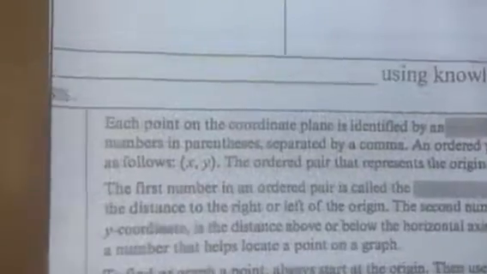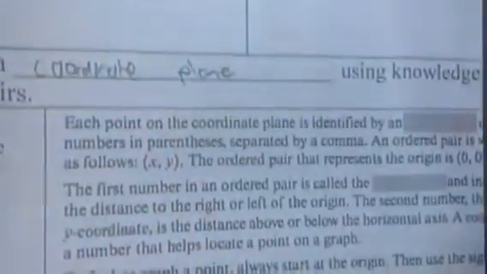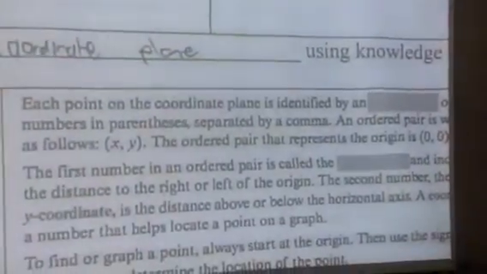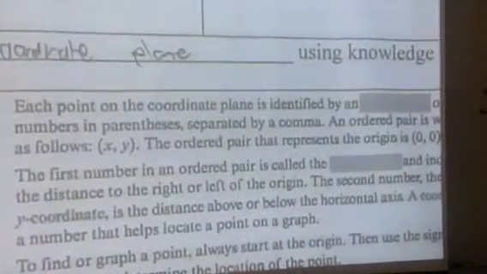Alright, we are on lesson 20. Our objective for today says I will be able to graph points on a coordinate plane using knowledge of number lines, coordinates, and ordered pairs. So a coordinate plane is made up of two perpendicular number lines.